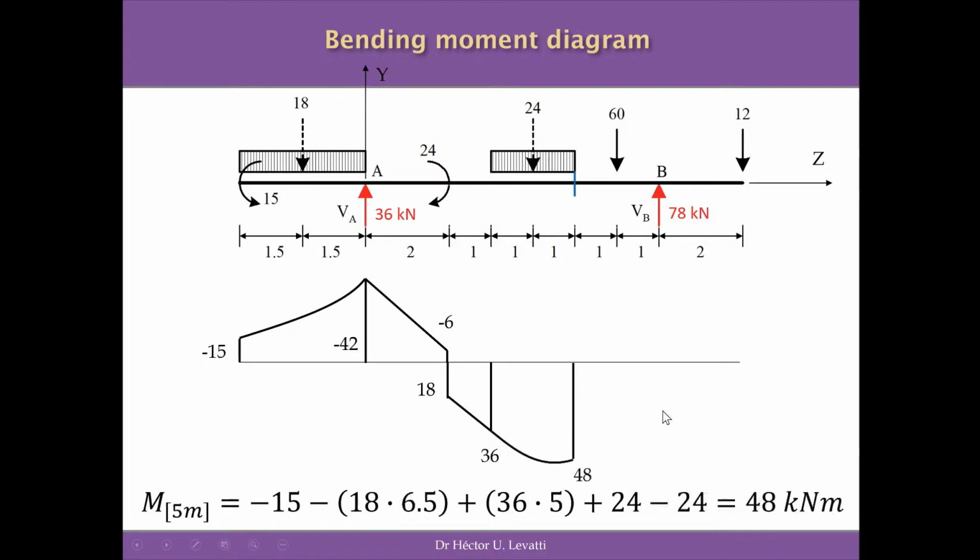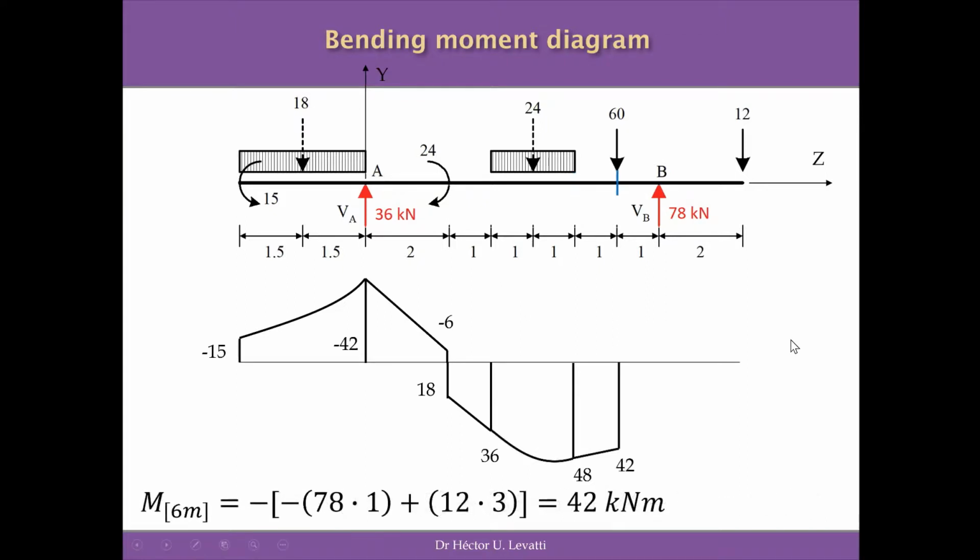And we can go now to the next cross-section, the cross-section at the end of the second UDL. At this cross-section, you have in here the equation that gives you the value of the moments, and the result is 48 kilonewton per meter. So it's basically minus 15, minus 18 times 6.5, the distance from 18 to the new blue cross-section, plus 36 times 5, the reaction times the distance to the blue cross-section, plus 24 and minus 24 times 1, the negative moment produced by the UDL to the left side of the structure. So we sketched it in here already, the bending moment diagram for this interval.